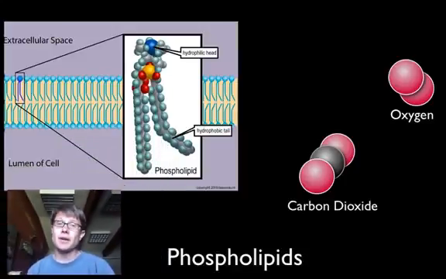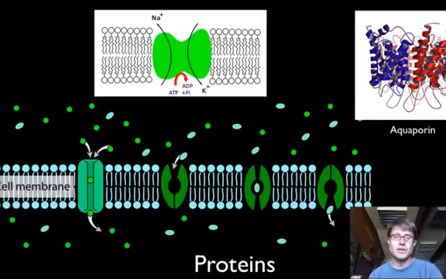Likewise, when I breathe out carbon dioxide, how does that move? Well, it moves easily across because there's no charge. And so if it were just phospholipids that made up membranes, then we'd be out of luck because we couldn't move things that are large or things that have any amount of charge. And that's where proteins come in.